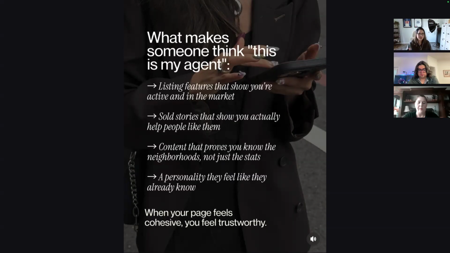So they want to know your success stories. They want to know what neighborhoods you're in. They want to know your recommendations. They want to know, where would Daniel go for a local coffee in this area? They want to feel like they know you already. So that is a big decision factor. So when your page is cohesive, it feels cohesive, you feel more trustworthy. So it's always important to have the 3 pillars.